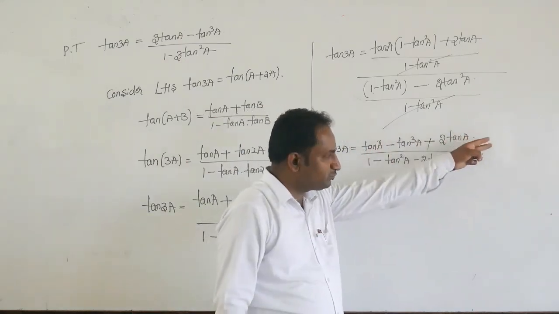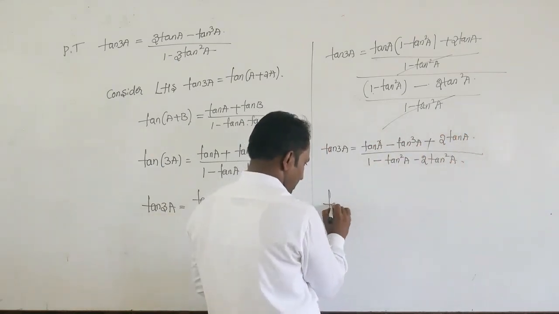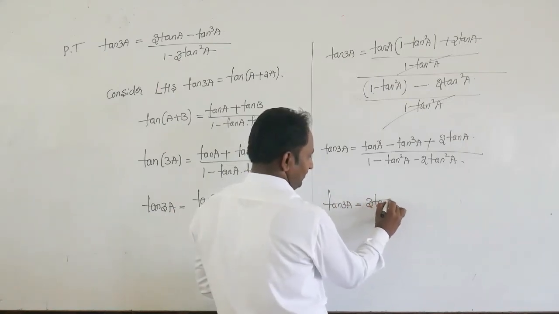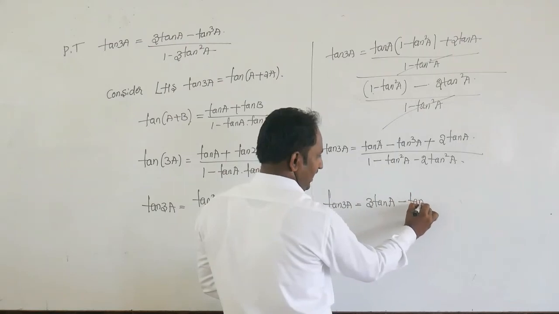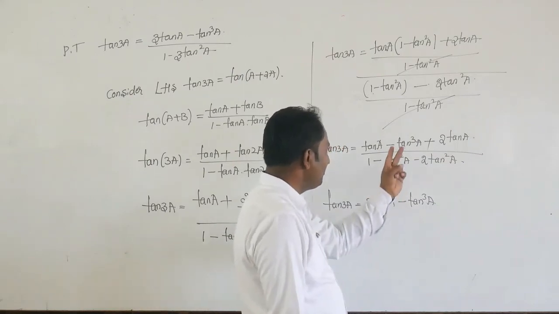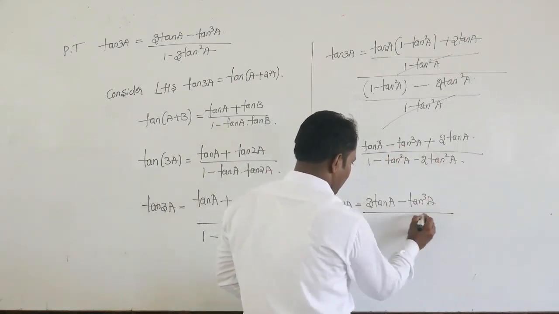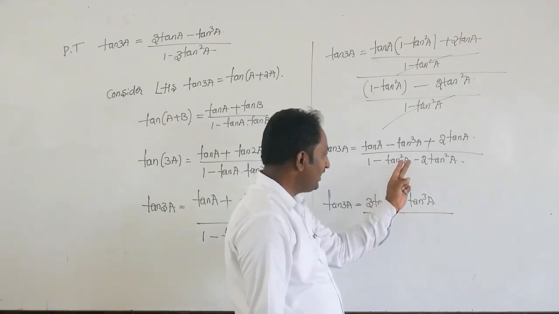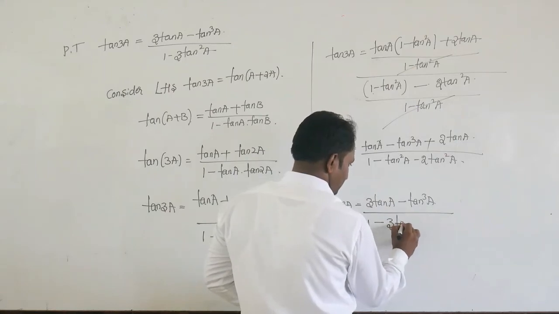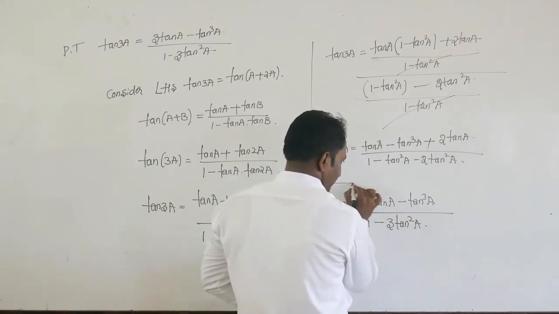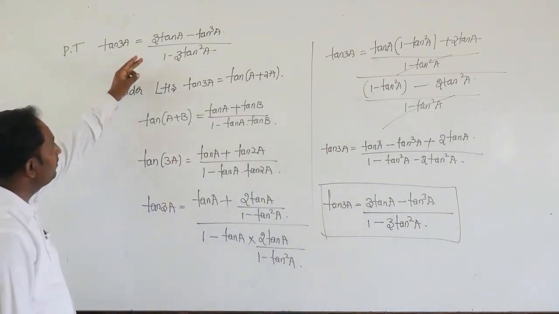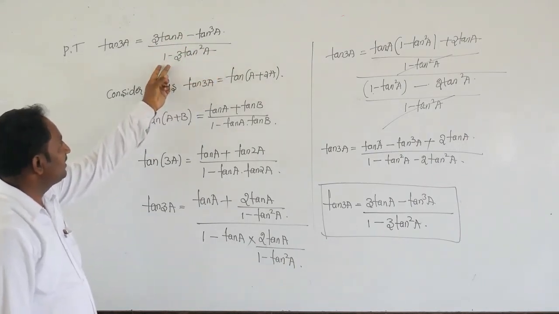Here tan A plus 2 tan A value is 3 tan A, so tan of 3A is equal to 3 tan A minus tan cube A divided by 1 minus tan square A minus 2 tan square A, and the value is minus 3 tan square A. So this is the final result regarding tan of 3A: tan of 3A is equal to 3 tan A minus tan cube A divided by 1 minus 3 tan square A.